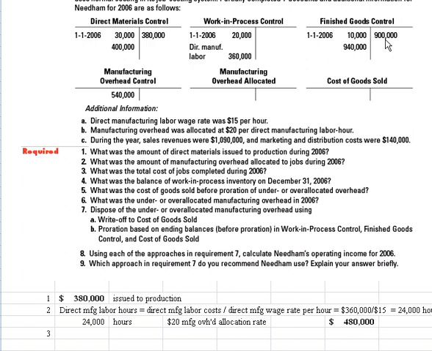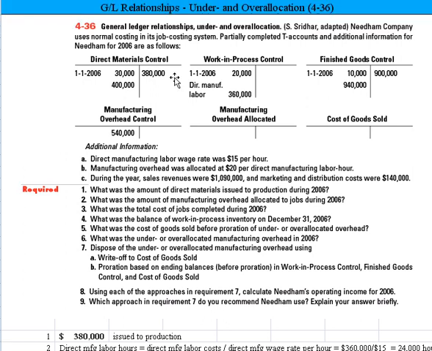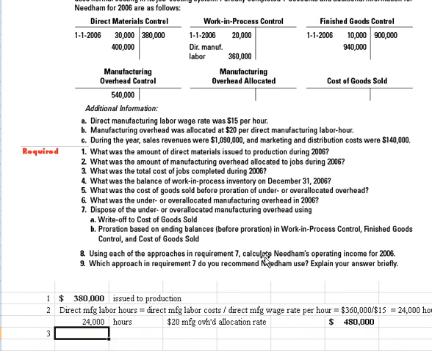It's the cost of jobs completed and transferred in when we're using a normal costing system, and I believe that's what they say right here. With normal costing, we could look into the T accounts to find out what that dollar amount is. And so that is simply 940,000. So let me format this cell like that, and I'll type in 940,000. Okay, so it's the amount transferred in.